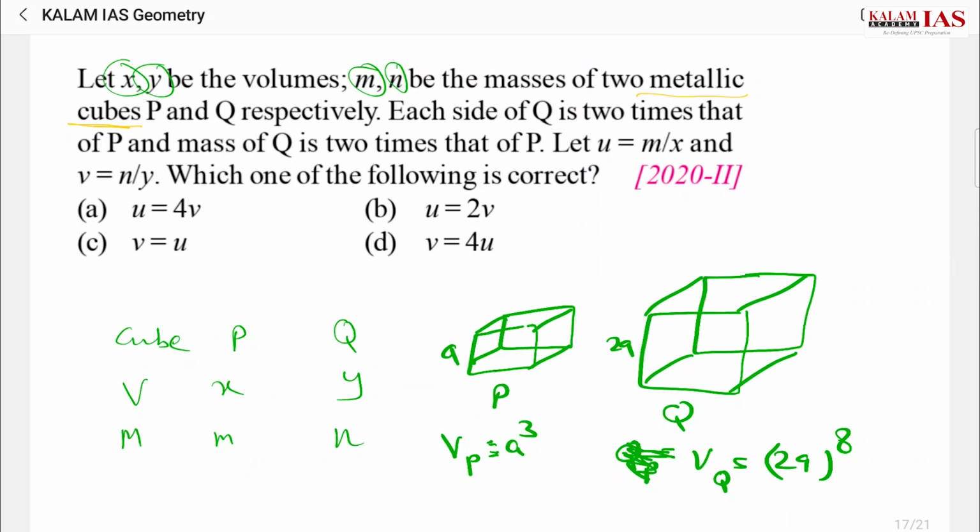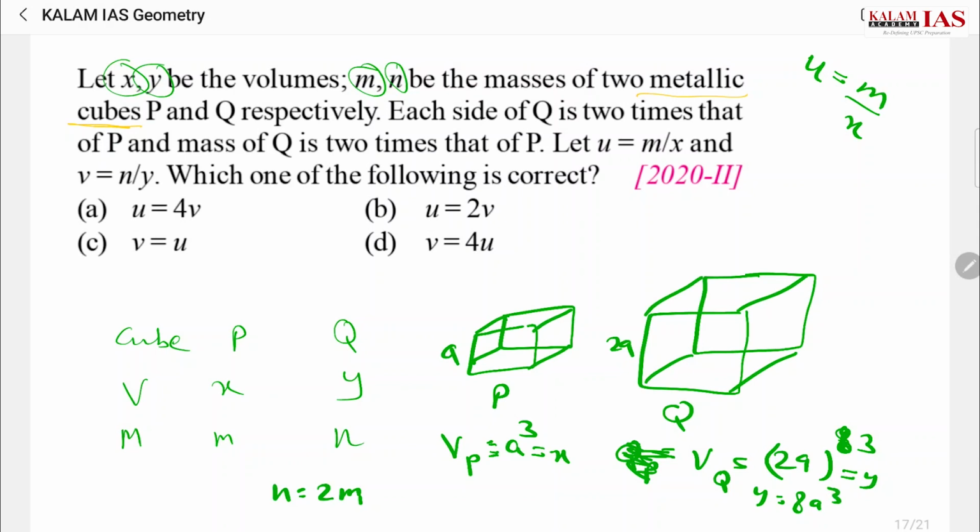And it is given mass of Q is 2 times that of P. So that means N is equals to 2M. Now we have to find, let U equals to M by X. Volume of P was X and volume of Q is equals to Y. Cube. So Y equals to 8A cube.